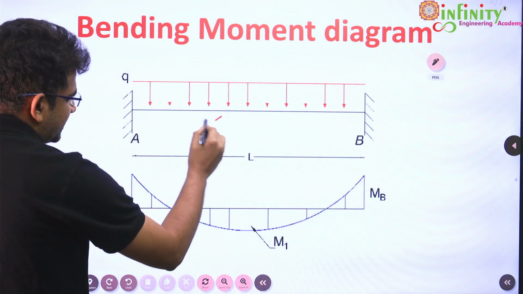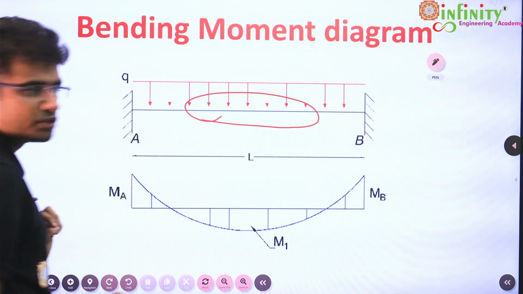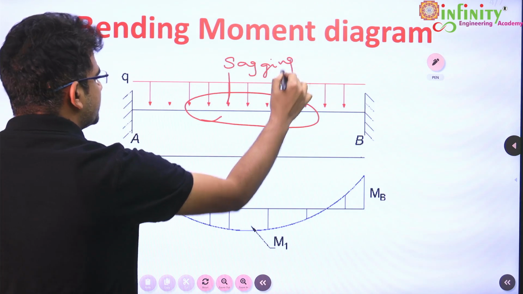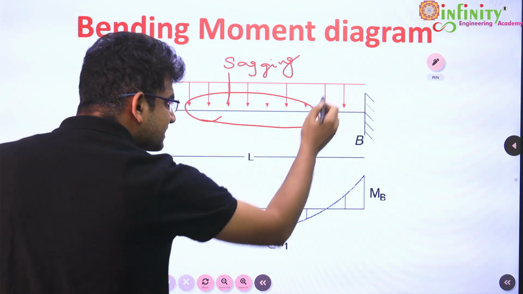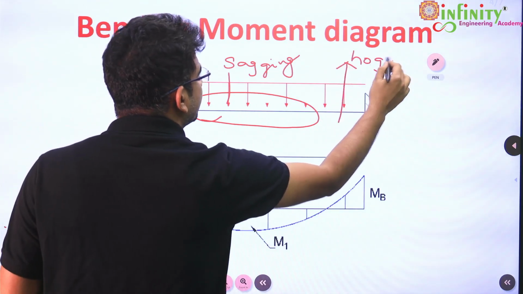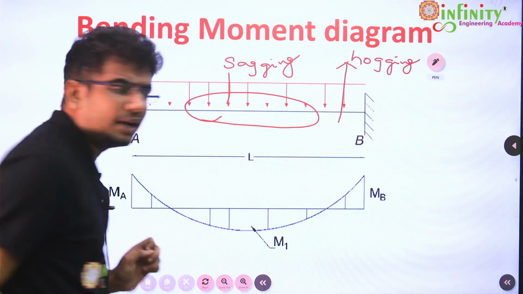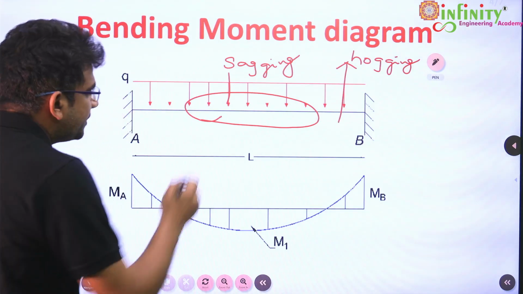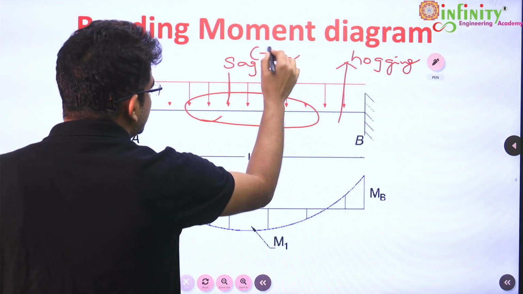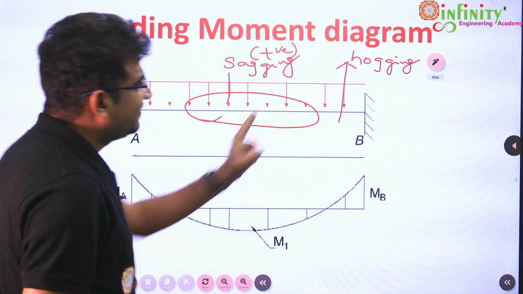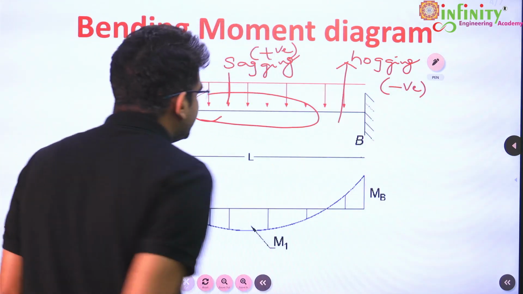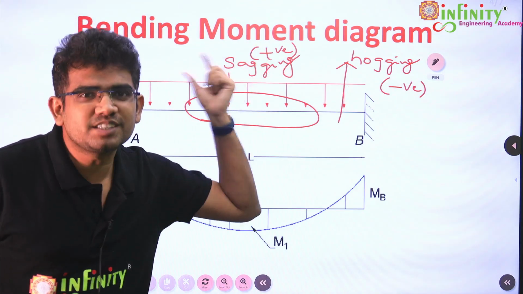That means at this central portion, it is the sagging bending moment, and nearer the supports, it is the hogging bending moment. Nearer the supports, it is which bending moment? Hogging bending moment. Whenever there is sagging, that is called a positive bending moment, and whenever hogging is there, that is called a negative bending moment.